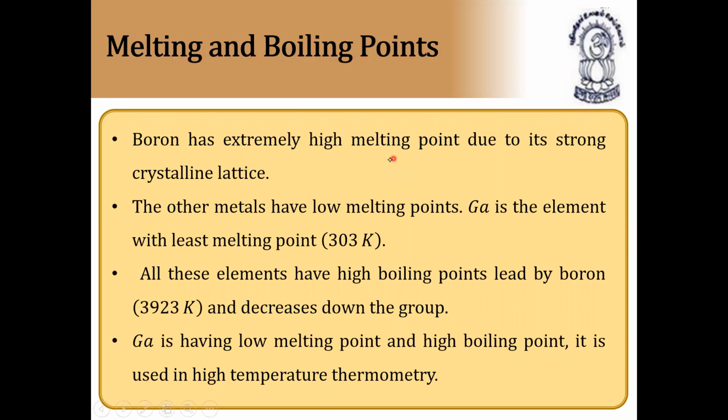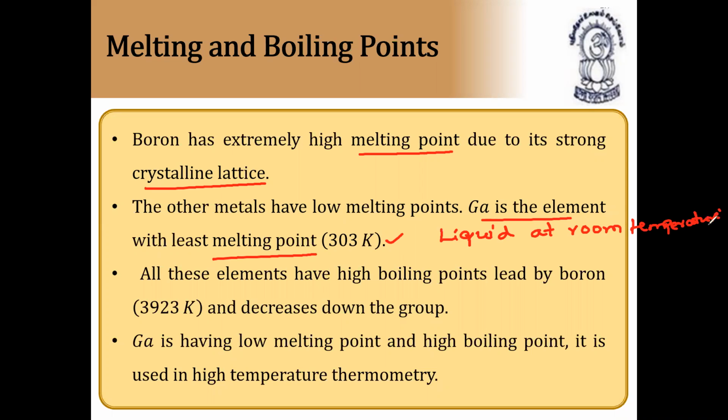Boron has an extremely high melting point even though it is a non-metal, due to its strong crystalline lattice. The other metals have low melting points. Gallium is the element with the least melting point, 303 kelvins, because it is liquid at room temperature. So what is room temperature? 298 kelvins. So it is liquid at room temperature, and that's why its melting point is low. So gallium is the element with the least melting point.